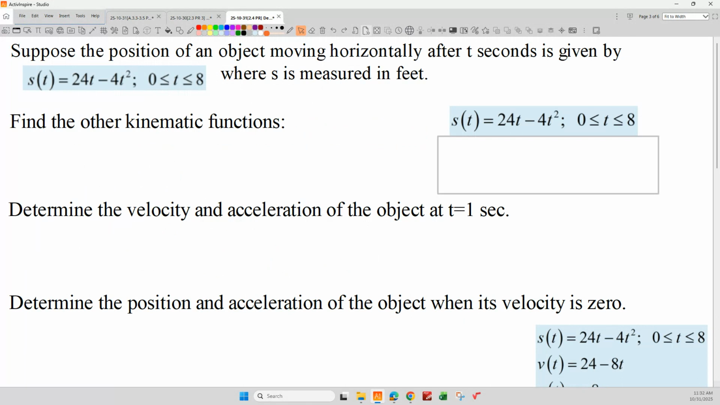Okay, so that's the domain, right? That's the domain because that's the set of input values that we're using for this function. So that's kind of a real world thing, because that means this is only true from 0 to 8 seconds. After 8 seconds, maybe it does something different, right? But for the first 8 seconds, that's the position function that models the position of some object.